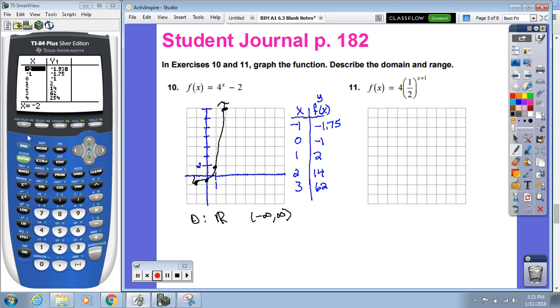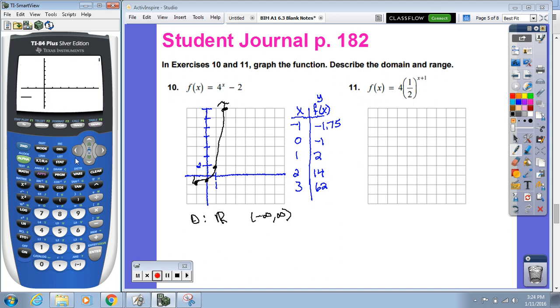The range, this one's a little harder, so let's look back here. Let's look at our table. If you notice, it's getting closer and closer to -2. Now it's going to say it gets exactly to -2 because the calculator rounds it. Let's take a look at the graph and see what the graph looks like. Now I'm going to go zoom standard, which just puts it from -10 to +10 on both axes. And I'm going to trace it.